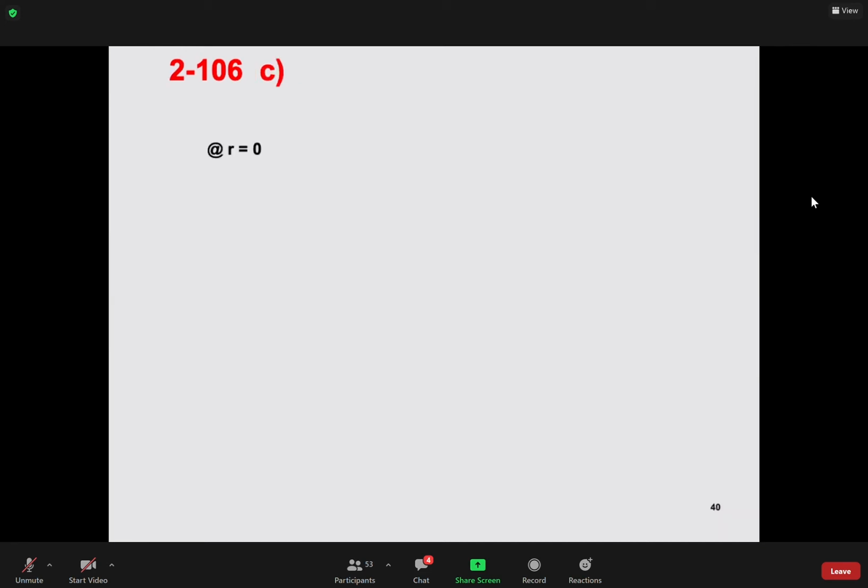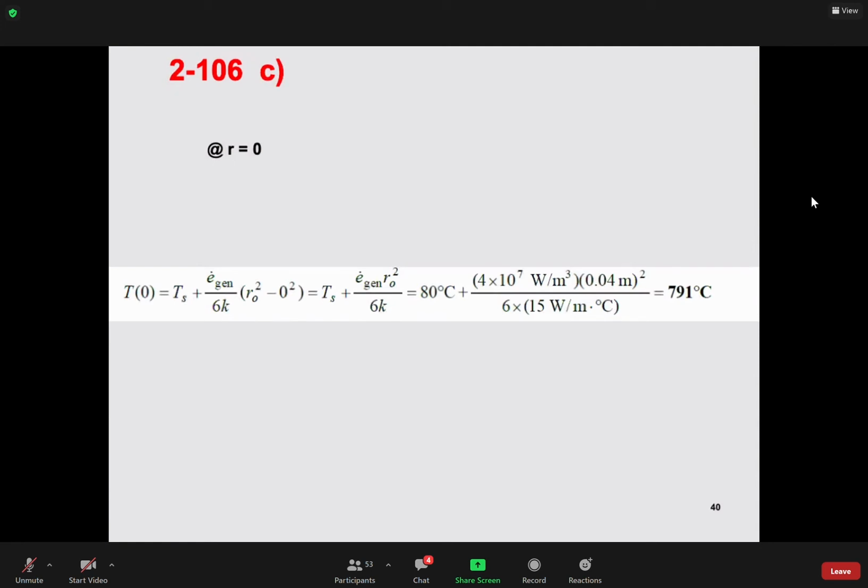Then we go to the next step at R equals 0. Therefore, you find the temperature here is equal to 791 degrees. Because we have the 80 degrees, we know the value of the heat generation, and we know the conductivity. Therefore, you put it down here, and you find the temperature at the center of the sphere is 791 degrees, while the outside temperature is 80 degrees.